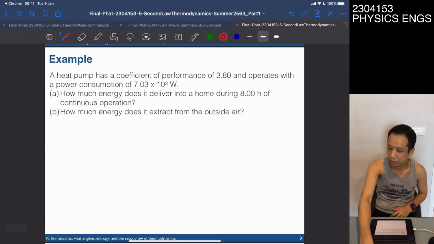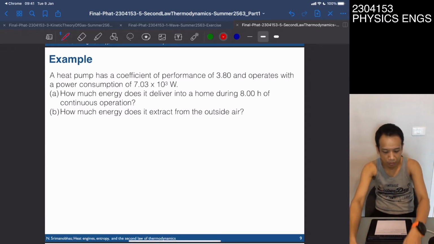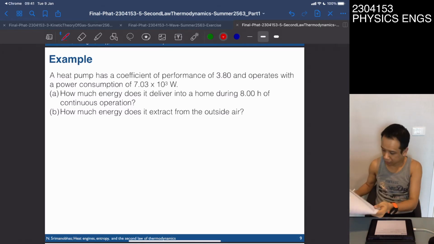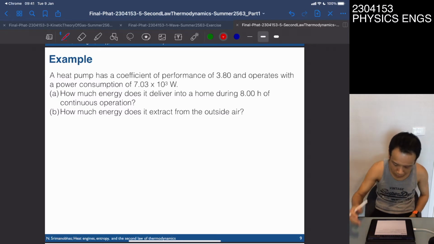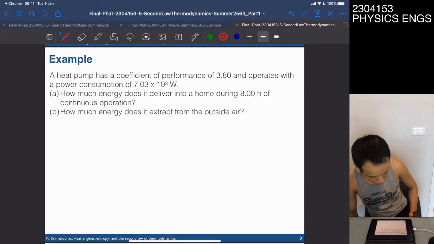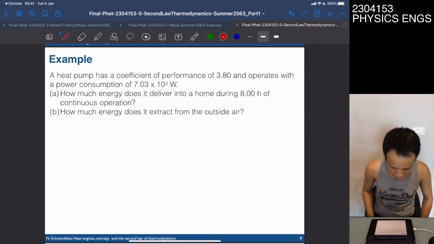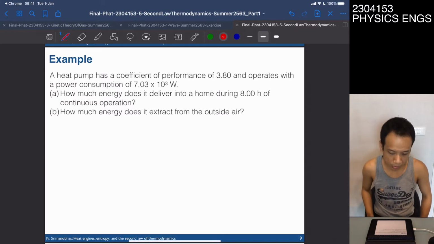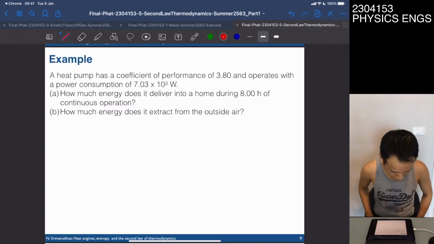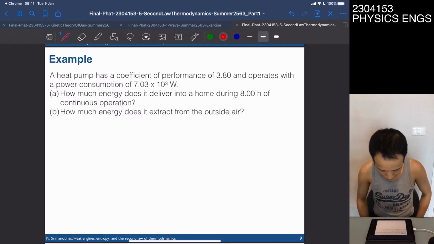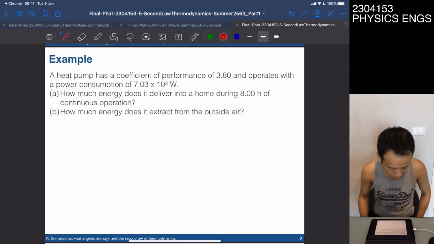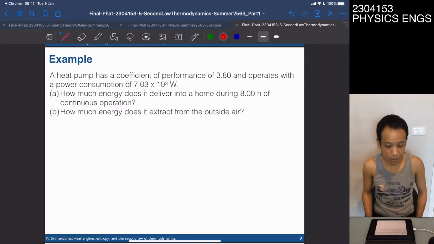Okay, so here is an example of a heat pump with a coefficient of performance of 3.8, which operates at a power consumption of 7.03 kilowatts. The question is: how much energy does it deliver into a home during 8 hours of continuous operation, and how much energy does it extract from the outside air?